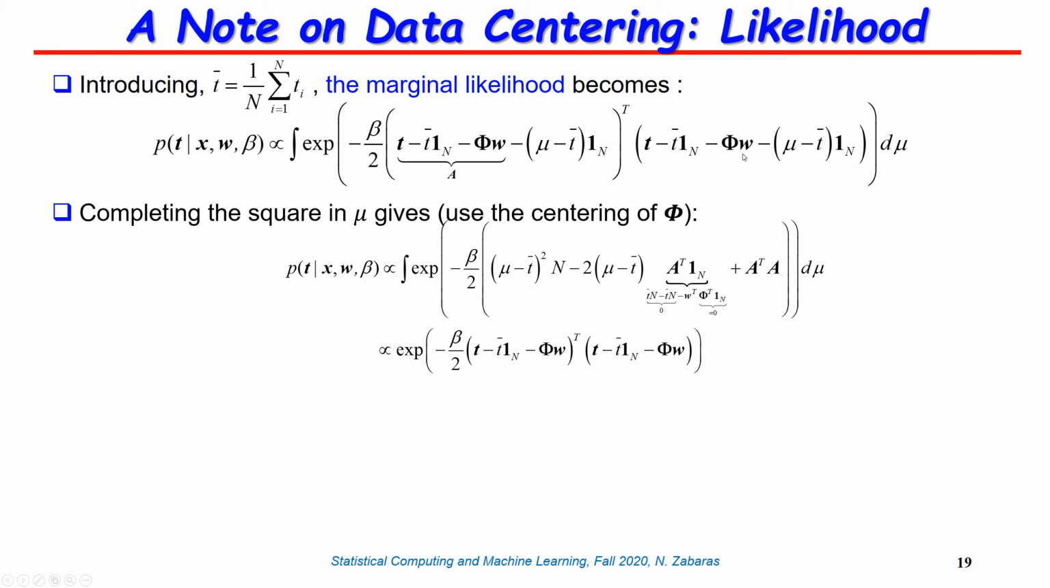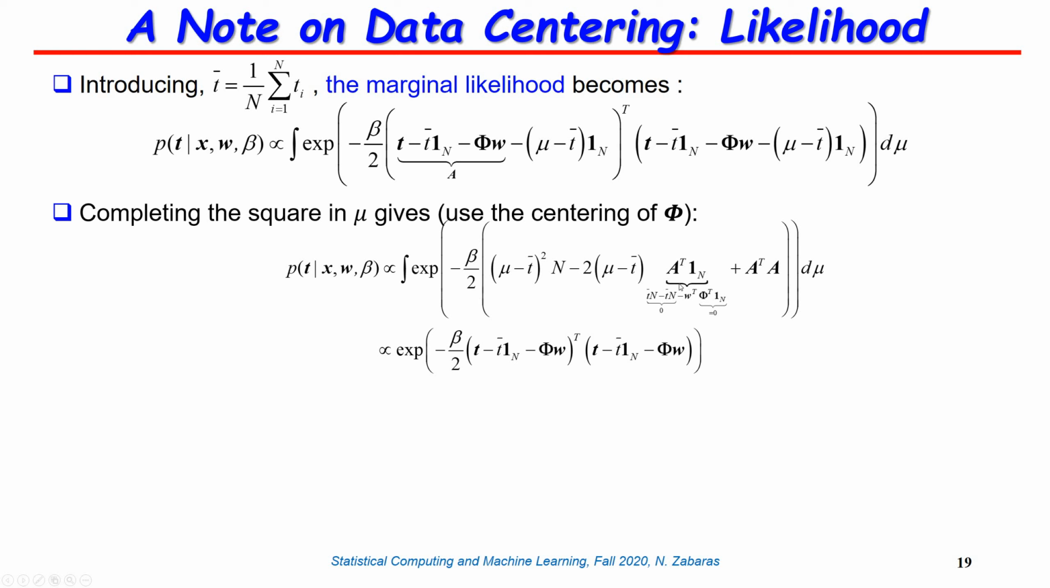If you expand this inner product of these two vectors, you're going to get a quadratic term in mu, so mu minus t bar squared. Then you're going to get a linear term in mu, and then you're going to get a quadratic term in A. Now, it turns out, and you can guess this immediately by completing the square, this quadratic term in mu will give you the exponential of a Gaussian. And when you integrate that out, you will get the normalization factor of a Gaussian, which we don't care what it is. So mu disappears. It will become a constant.